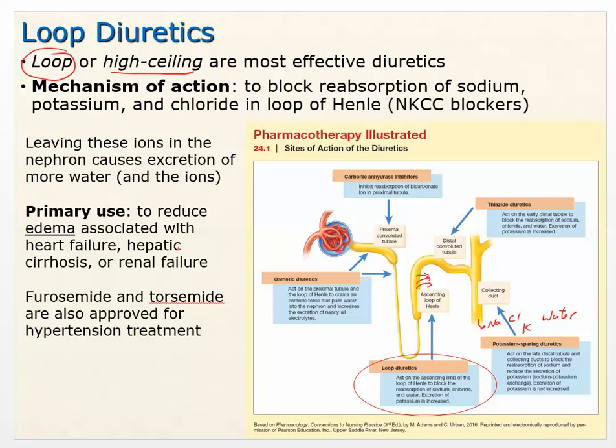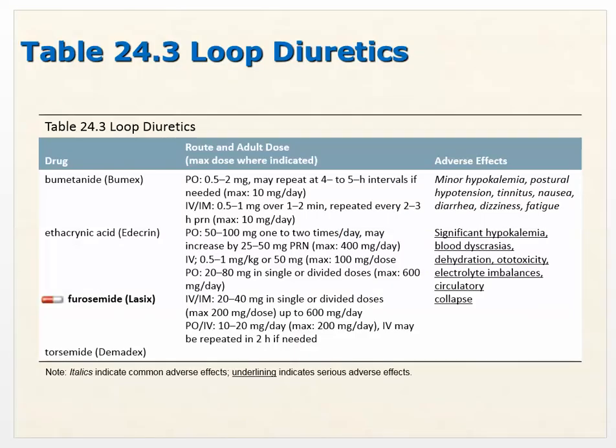Okay, so we're trying to reduce fluid that's building up in another place. Furosemide, and this is your prototype drug, furosemide, so you're going to be very familiar with that. And torsemide are also approved for hypertension treatment, and of course that's going to be a dosage issue depending on the severity. Okay, so again, I left this here. So this is the table that's in your book, or there are lots of these tables in your book. And the one with the little pill by it is your prototype drug, and that's the one that we're going to focus on the most.